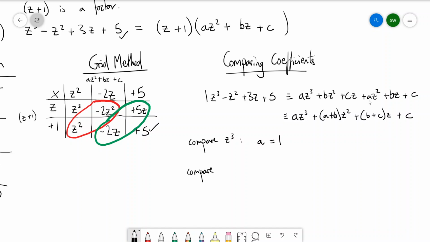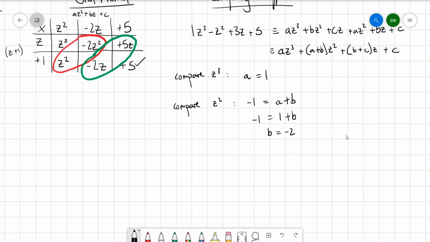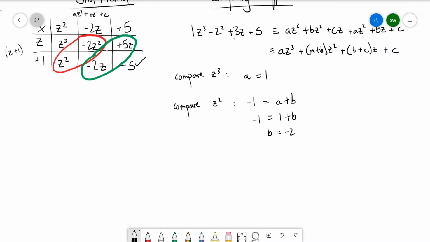Next, we can compare the z squared terms. So we know that minus 1, that's our coefficient of z squared on the left hand side, is equal to the coefficient of z squared on the right hand side, a plus b. Well, we know a is equal to 1, so we can solve that to find b equals minus 2. And then finally, to find c, we could either compare the coefficient of z, so 3 equals b plus c, but even easier, you can see that our constant terms have to be the same as each other, so we know that plus 5 has to be the same as plus c. So we know that c is equal to 5.